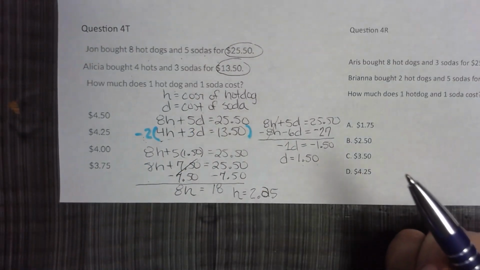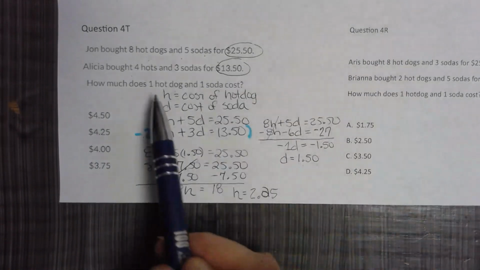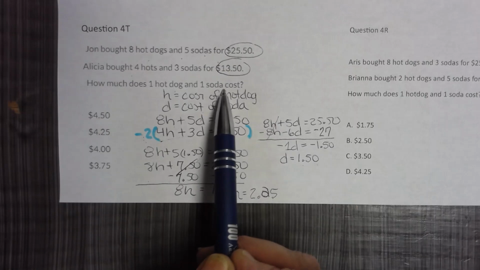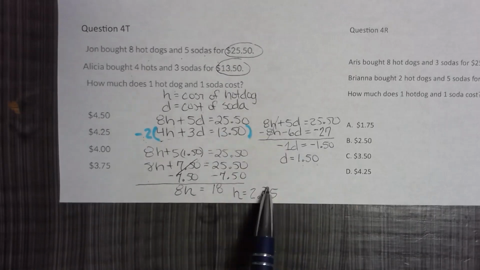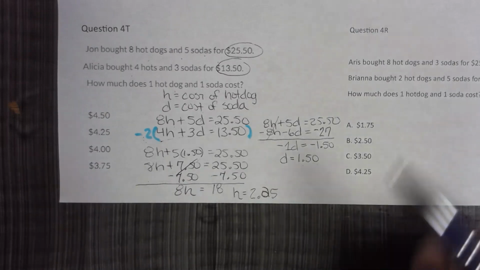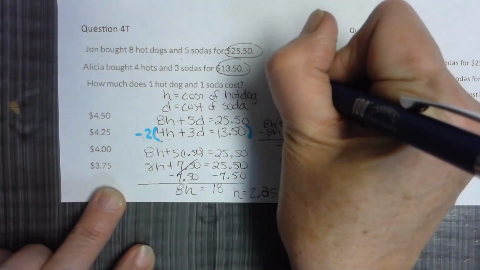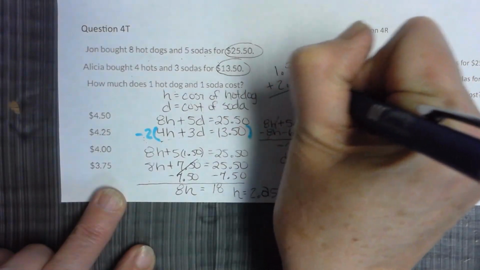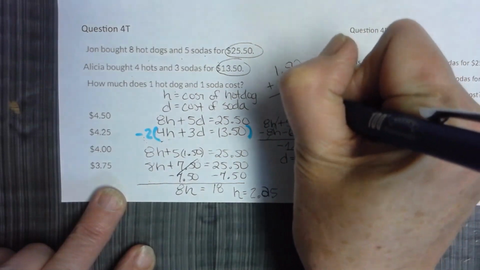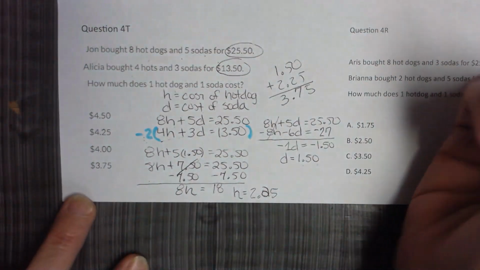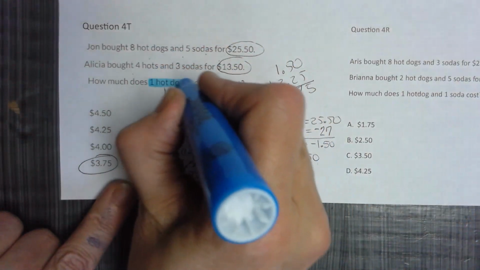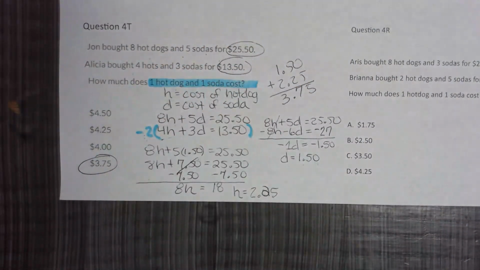$2.25. Now, here's where we got to be careful. This says how much for 1 hot dog and 1 soda. So we actually have to add a hot dog and a soda together. So we got $1.50. We're going to add $2.25. And we get $3.75. So be careful with your questions. Notice it says, how much does a hot dog and a soda cost? So we had to add those together.